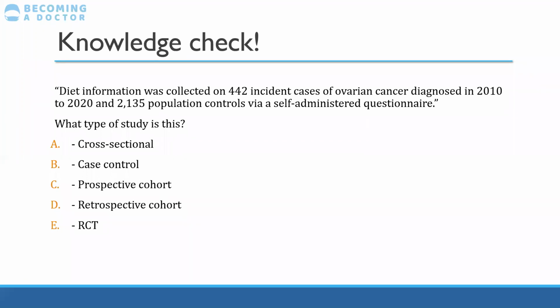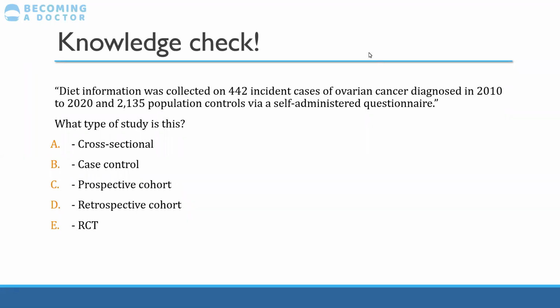Okay, so I think of the 2 attendees able to vote, both of you have voted now. I'll just end the polling there. Okay, so one person said case control and one person said retrospective cohort.